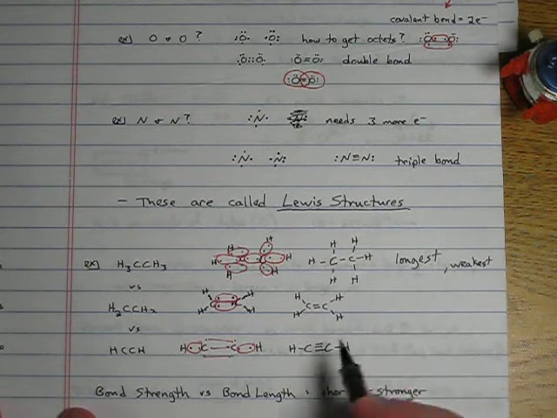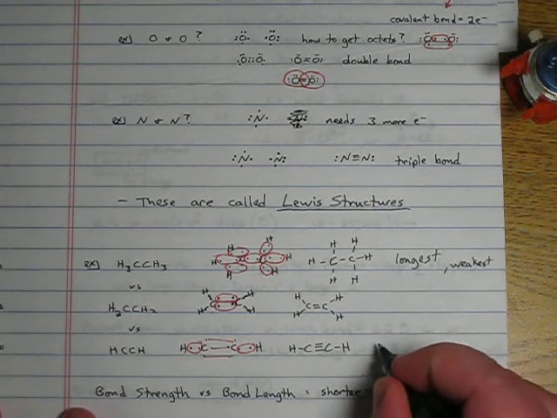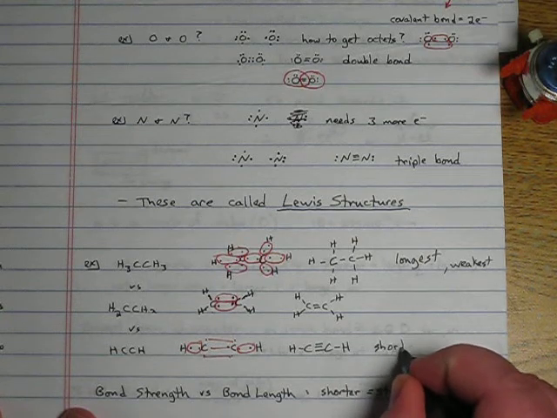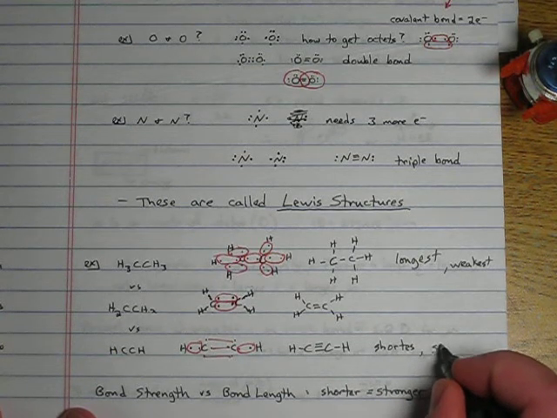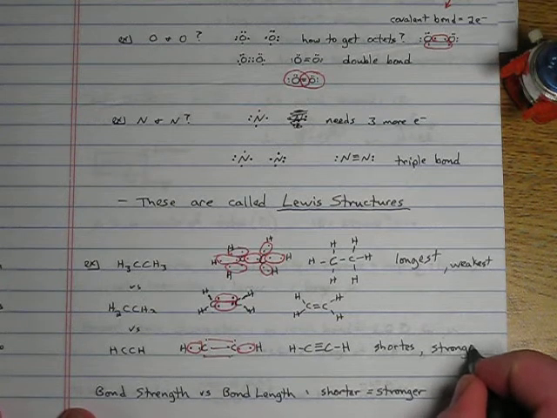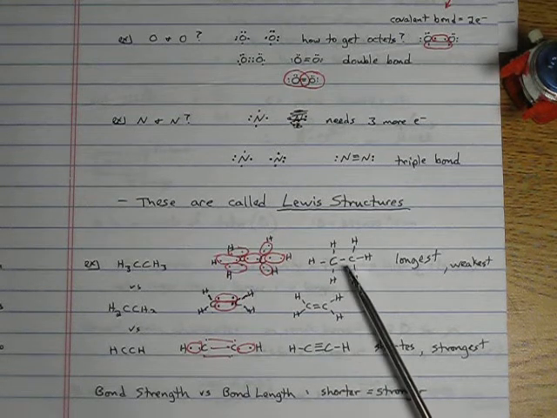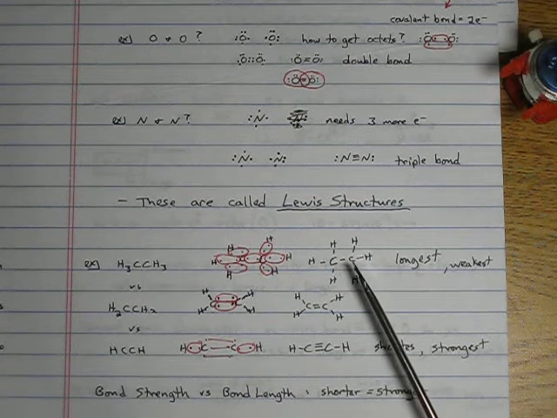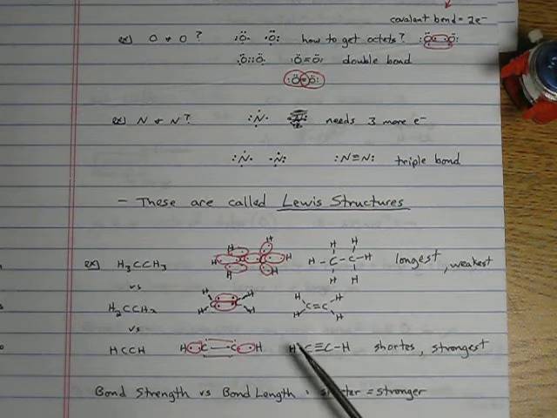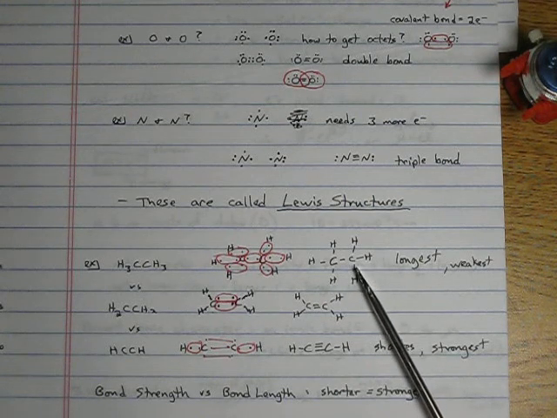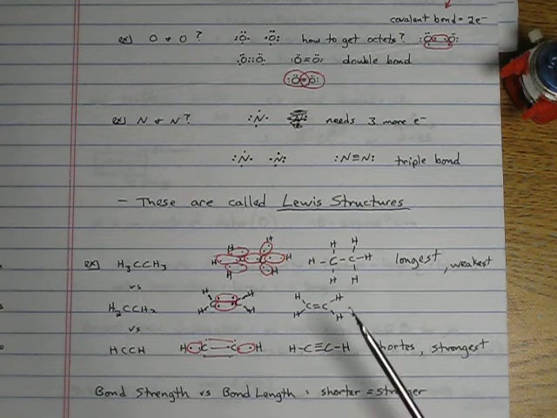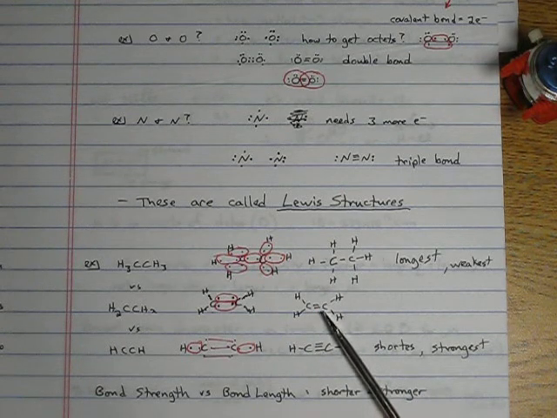The carbon-carbon double bond is in the middle. The carbon-carbon triple bond is the shortest of these 3, and it is the strongest of these 3. Something very important to note: a carbon-carbon double bond is not twice as strong as a carbon-carbon single bond. So while a double bond is stronger than a single bond, it's not twice the strength. The triple bond is not 3 times the strength of a single bond. A triple bond is stronger than a double bond, but it's just a stronger bond.